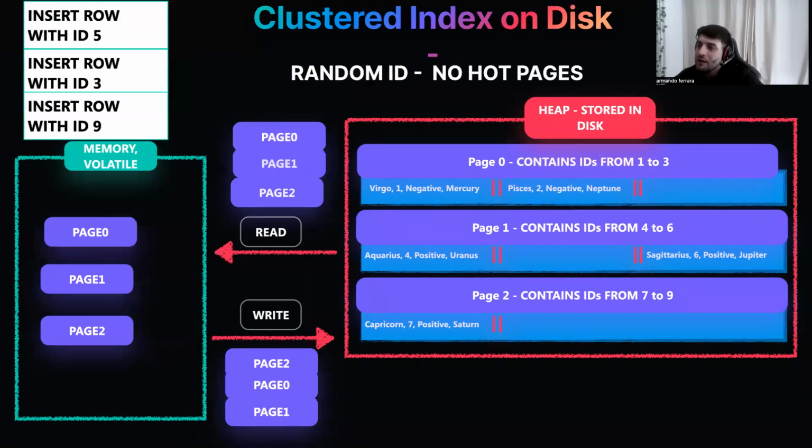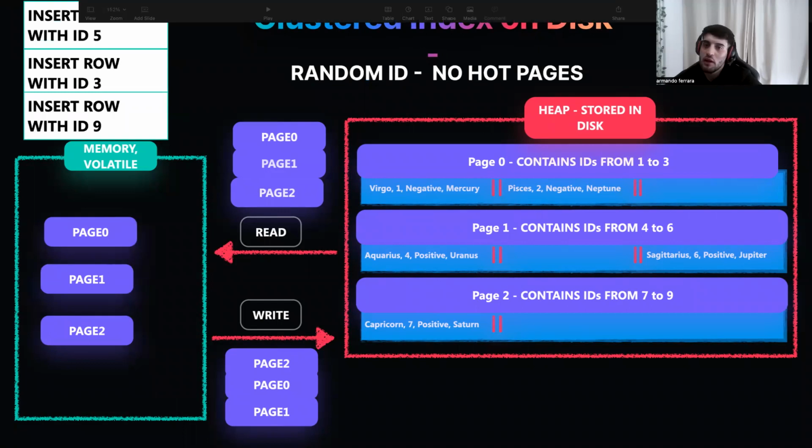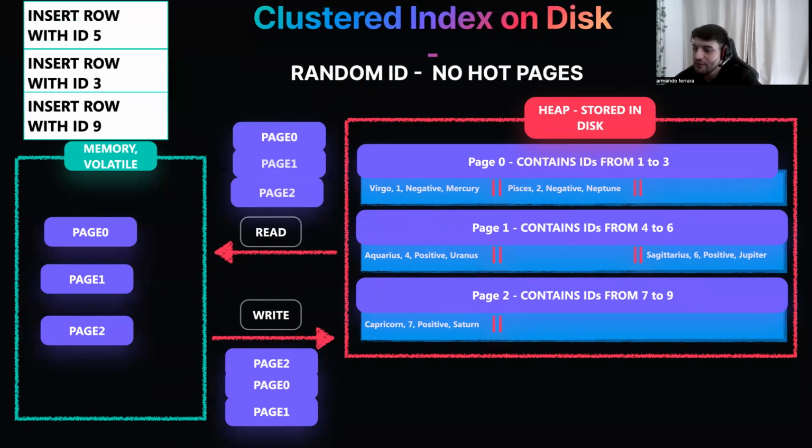Now let's see with random IDs, like with the UUID version 4. What is happening is that now ID 5 is coming. ID 5 is in page 1. I retrieve page 1 and I keep it in memory, hoping to fill it.